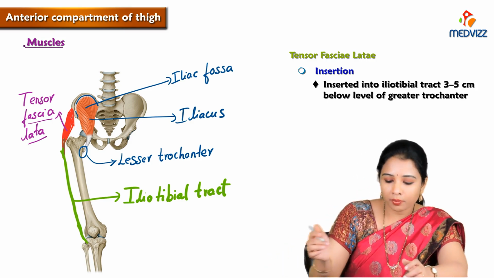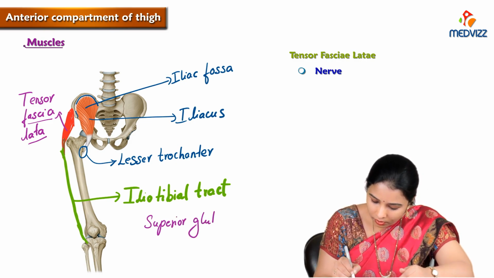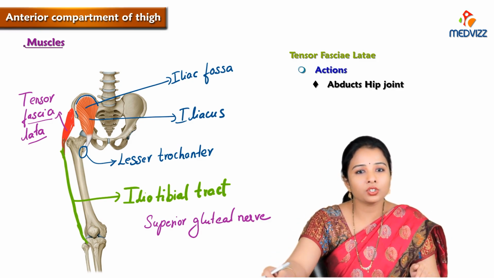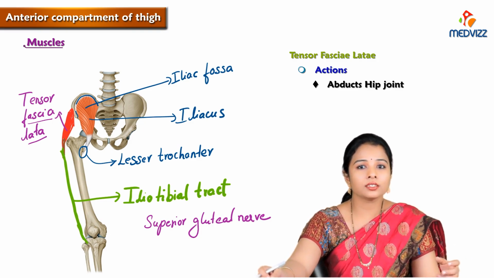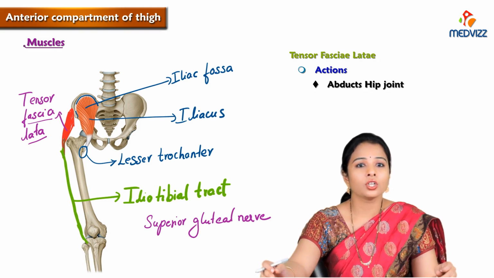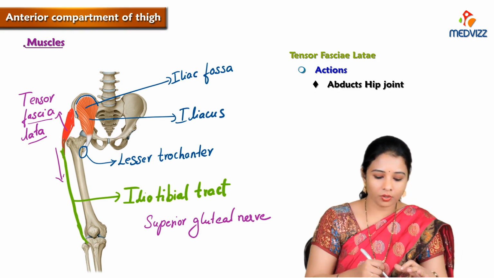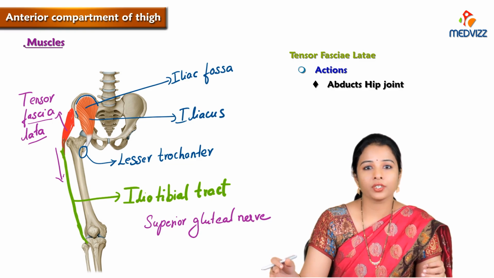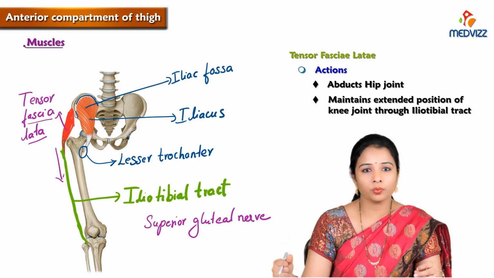So it is supplied by the superior gluteal nerve. The superior gluteal nerve is the nerve supplied to tensor fascia lata, and it helps in the abduction of the hip joint because it is present laterally, and it maintains the extended position of the knee joint through the iliotibial tract. So as it is inserted to this iliotibial tract, it stabilizes the knee joint in the extended position.